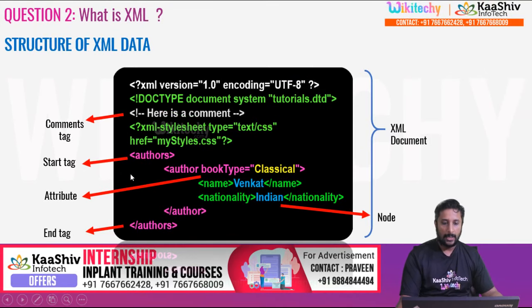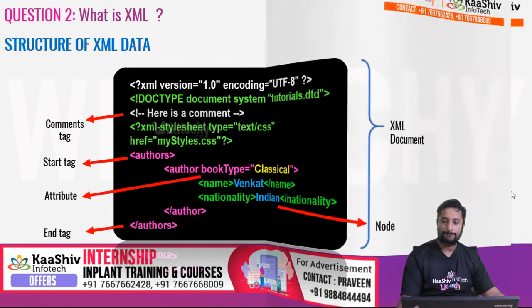So over here, this is a start tag and this is an end tag, and here are the attributes, and these are all called nodes, and the entire thing is the XML document. This is how the XML is.